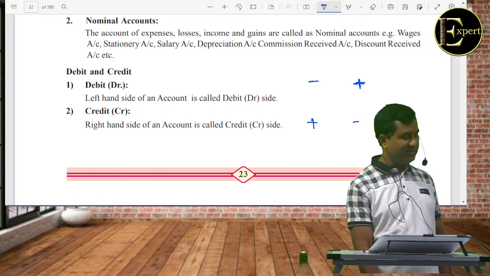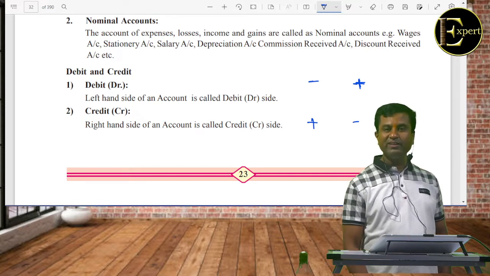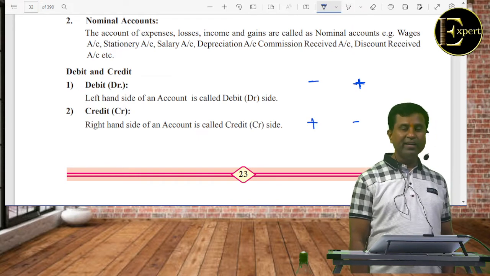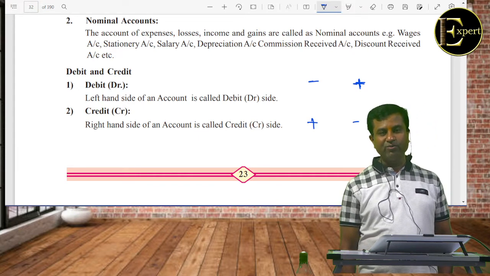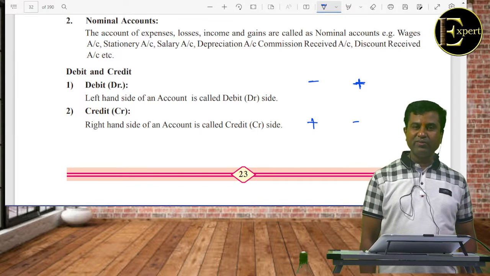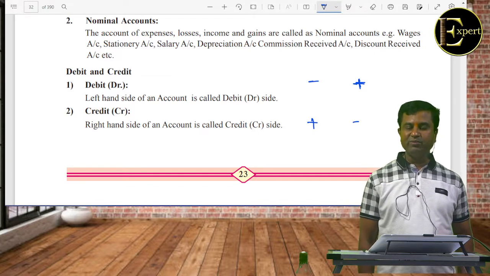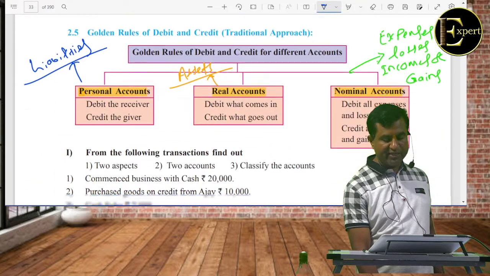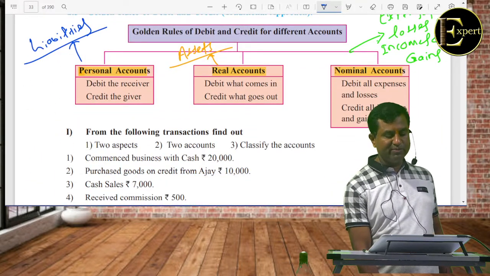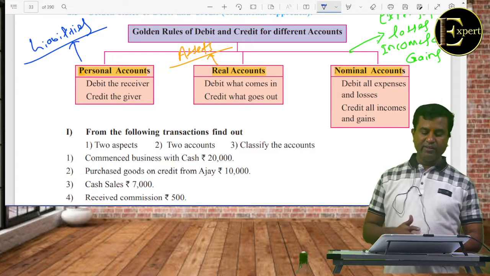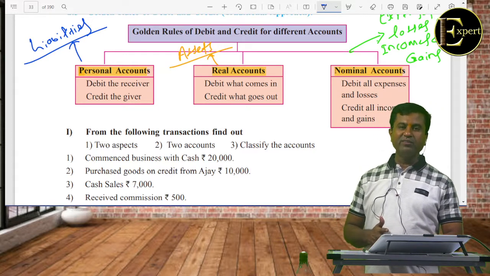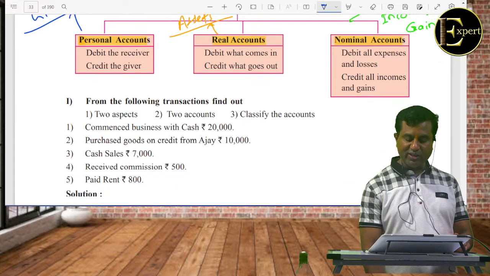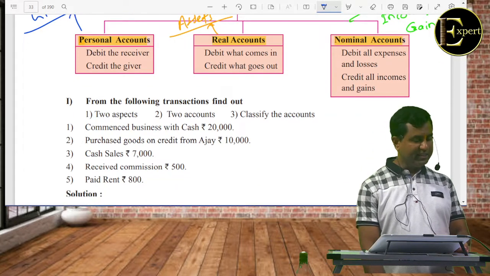Real accounts are always assets. Nominal accounts are always expenses and losses of the business along with income and gains of the business. And finally, personal accounts are usually liabilities. And here are the rule. Personal account says debit the receiver, credit the giver. Real account says that debit what comes in the business, credit what goes out of the business. And nominal account says that debit all expenses and losses of the business, credit all incomes and gains of the business.